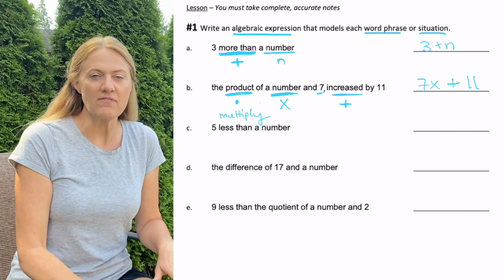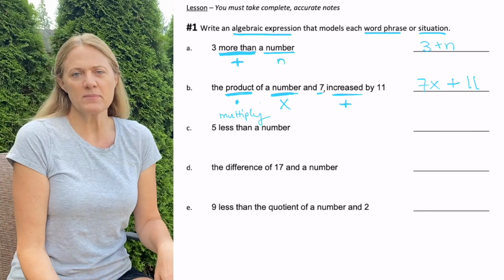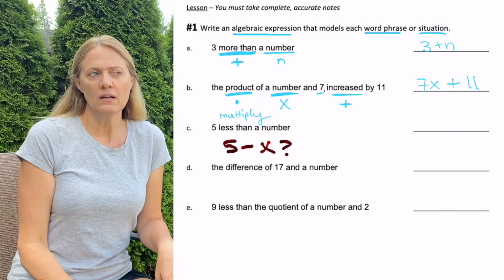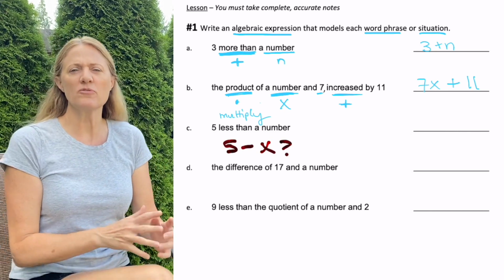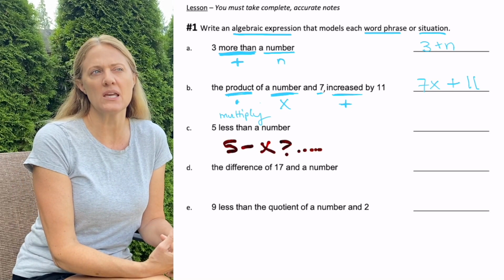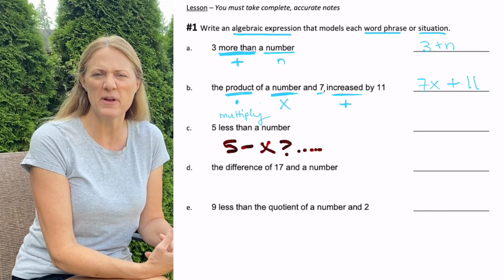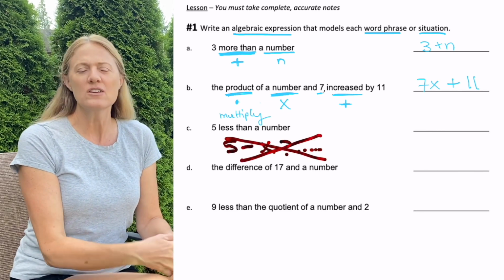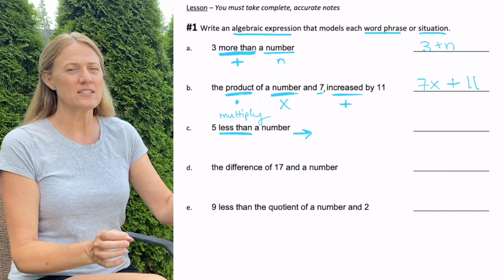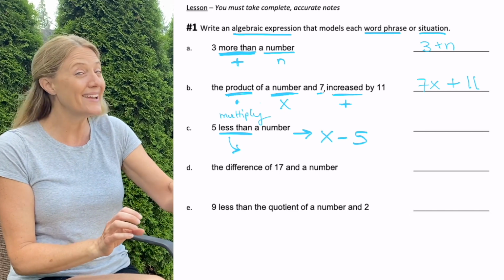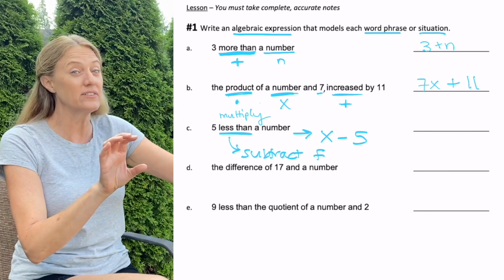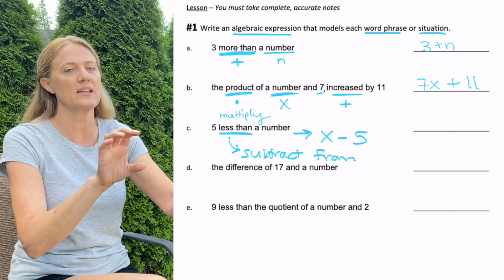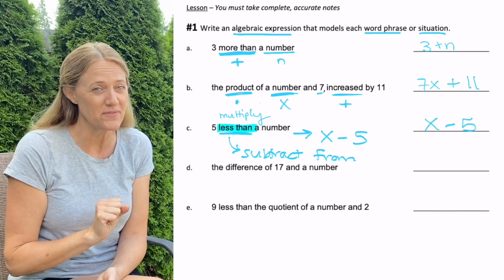Let's take a look at C. 5 less than a number. Oh, that seems easy. 5 minus x, no big deal. Oh, wait a second, let me check that out. So 5 less than 10 would be 5, but 5 minus 10 is negative 5. Oh, I didn't do that right then. So 5 less than a number actually has to be where the 5 is behind it. So 5 less than a number, so x minus 5. Final answer, x minus 5.